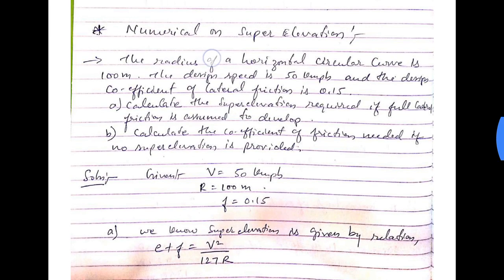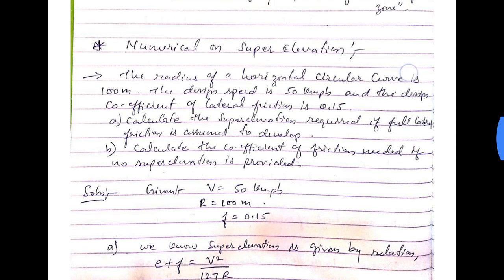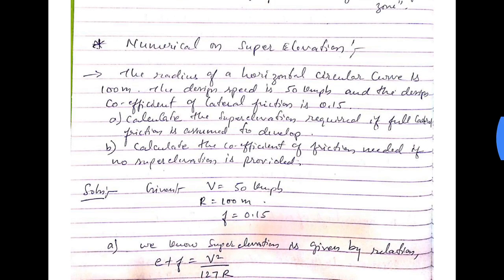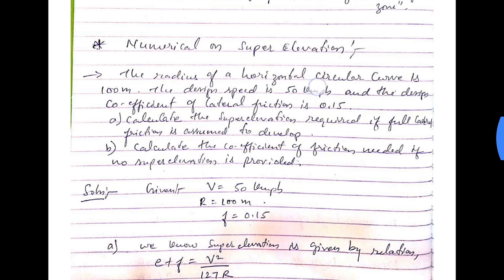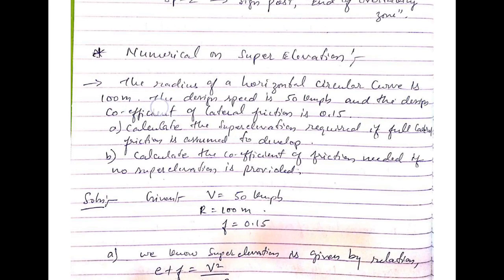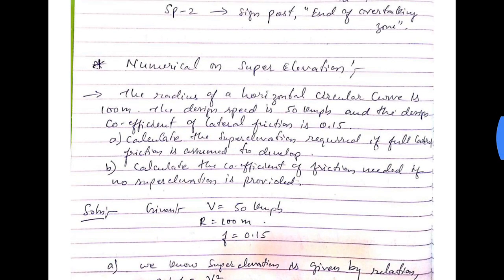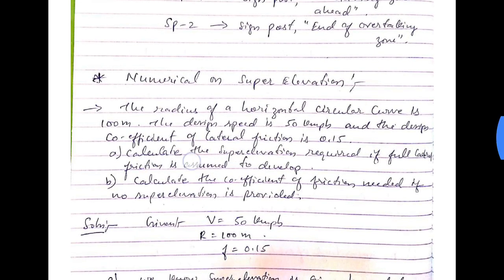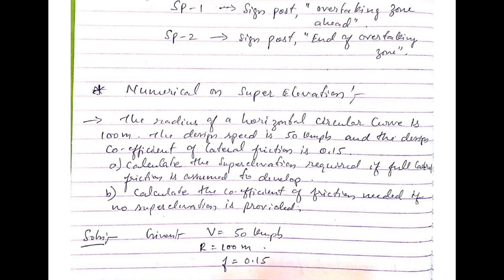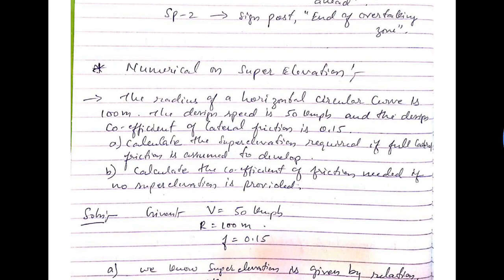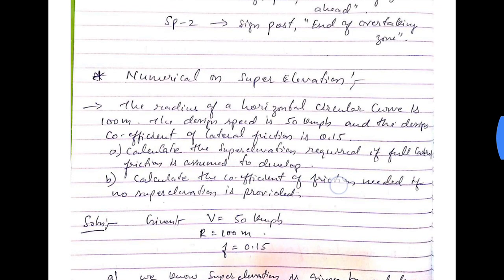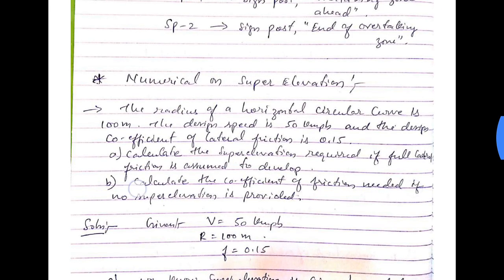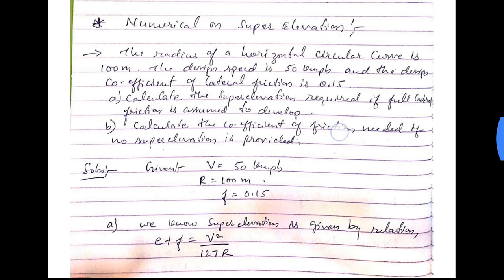The radius of a horizontal circular curve is 100 meters. The design speed is 50 kmph and the design coefficient of lateral friction is 0.15. Calculate the super elevation required if full lateral friction is assumed to develop. This is the first condition. Second condition, calculate the coefficient of friction needed if no super elevation is provided.